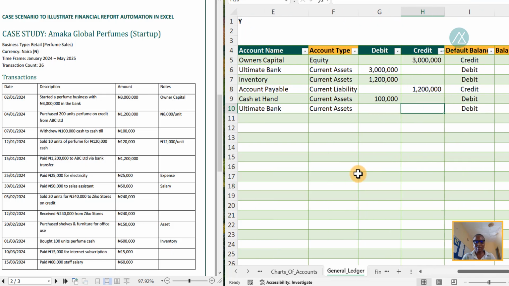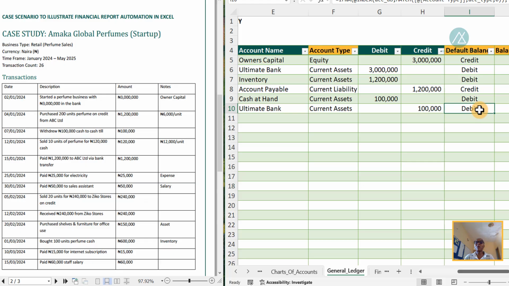So it's credit. So you put 100,000. Are you there? Because the default is debit, but we are taking it into credit, meaning that it's reducing it. The default of current assets is debit, meaning that anything that is coming to the current assets account that will increase it is a debit. That is the default, it is a debit balance.